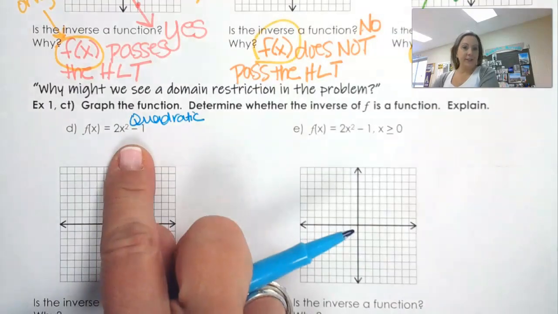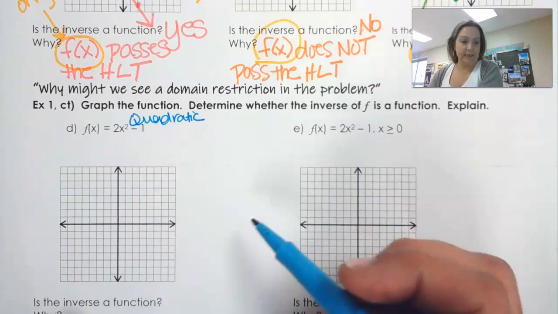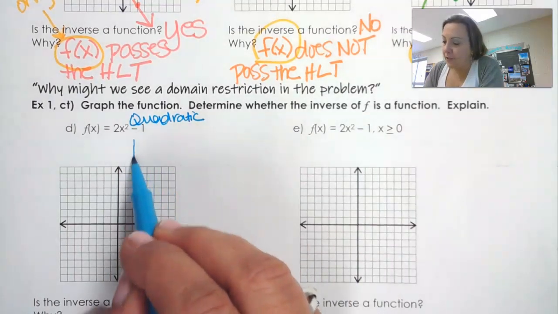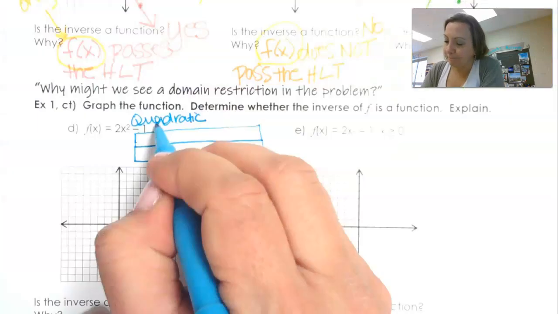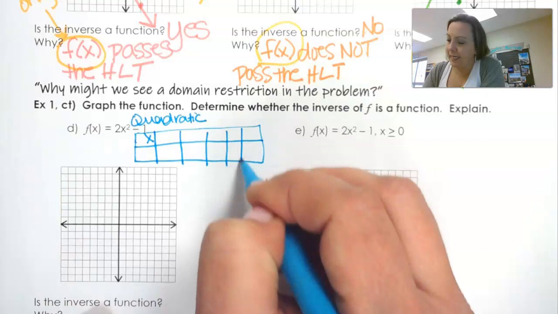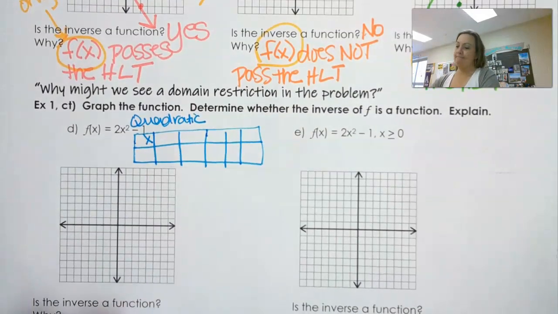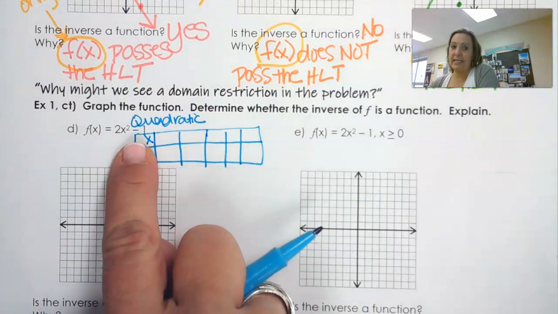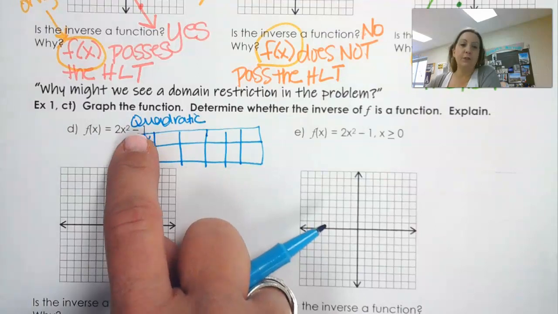And it could be considered in vertex form. It could be considered in standard form because there's no bx term. Let's, for this one, make a little table. And if I were to think about graphing in either vertex or standard form, well, we'll do standard form.